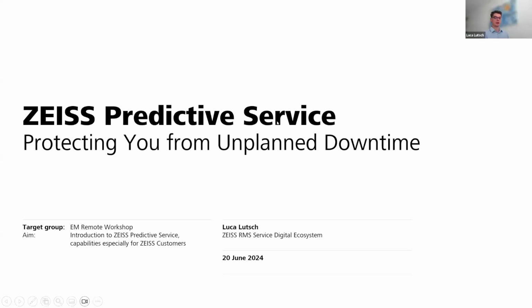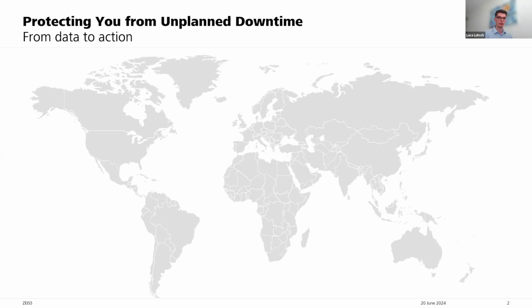Perfect, good. ZEISS Predictive Service is a small product which is installed on your ZEISS microscope, and it is there to protect you from unplanned downtime and to improve our remote service capabilities. Starting off with the base layer: how do we ensure that we can protect you from unplanned downtime?